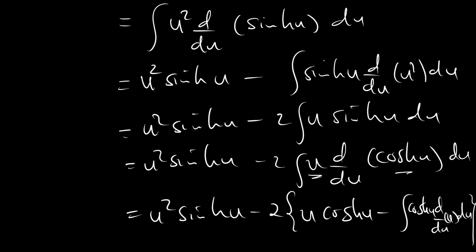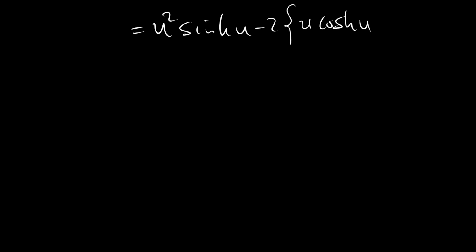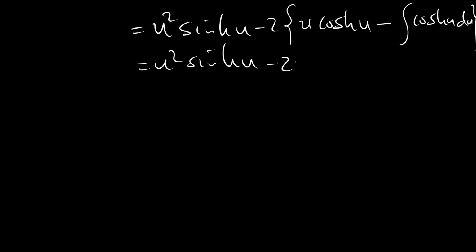and that means that we do have u squared sinh of u minus 2, and we do have u cosh of u, right, minus the integral of cosh of u. So which is u squared sinh of u minus 2u cosh of u plus 2. Integrating cosh u means we have back to sinh of u plus the integration constant.